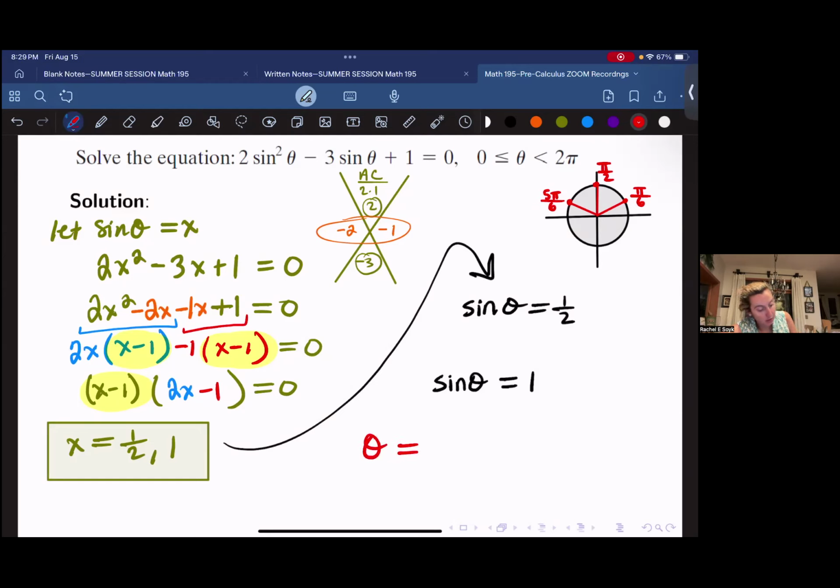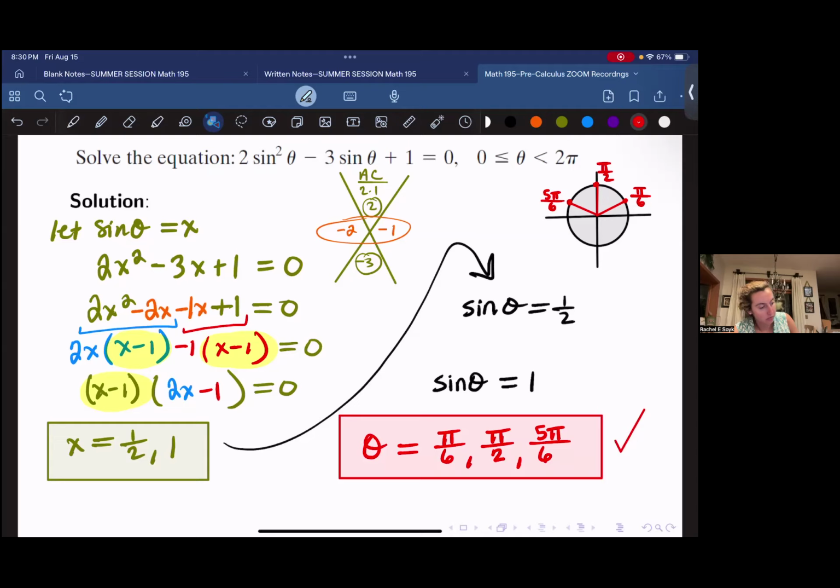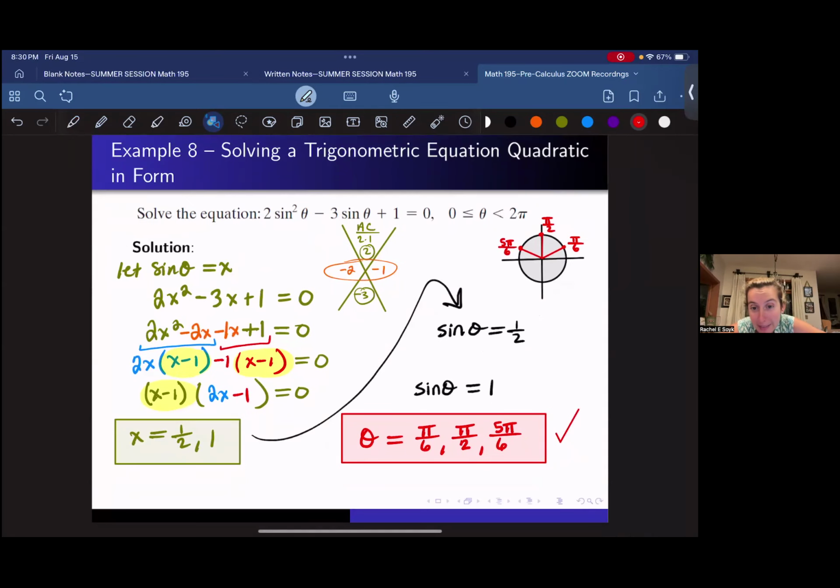Our theta between our bounds 0 to 2 pi is simply pi over 6, pi over 2, and 5 pi over 6, also known as 30 degrees, 90 degrees, and 150 degrees. And there we have it. That completes our example 8.